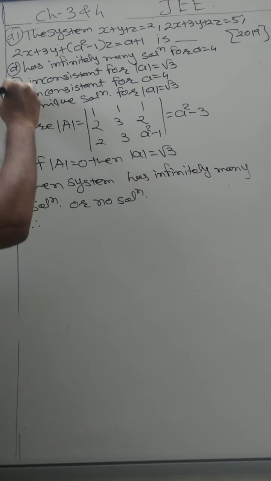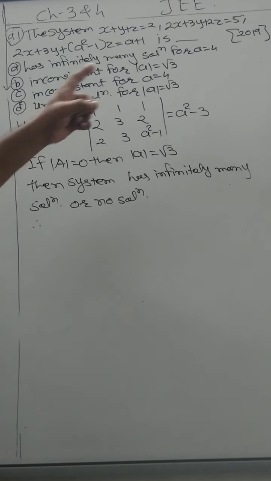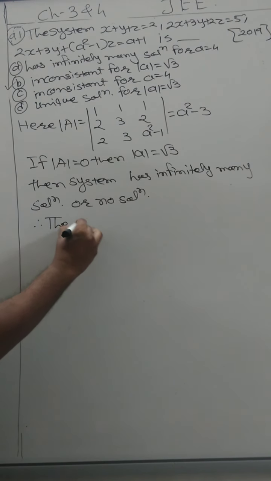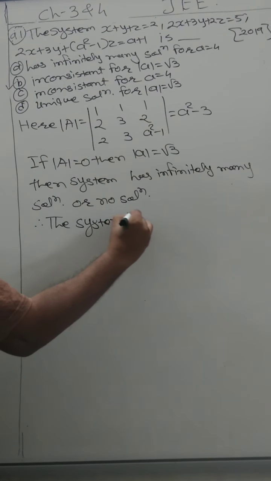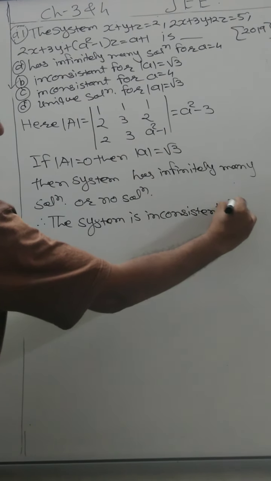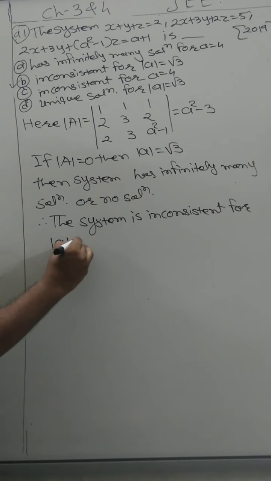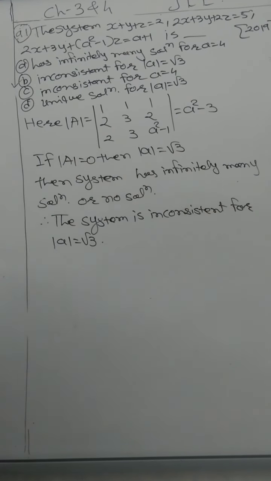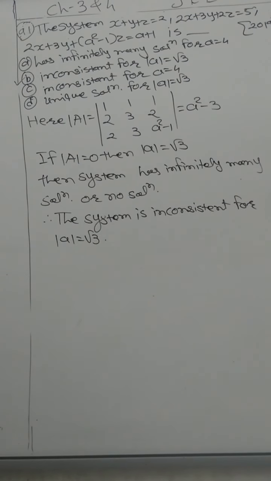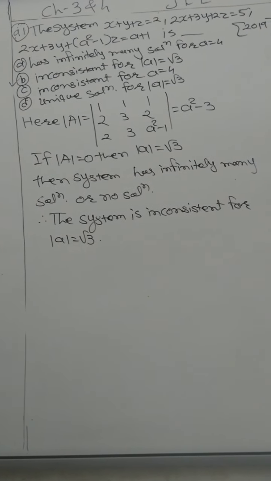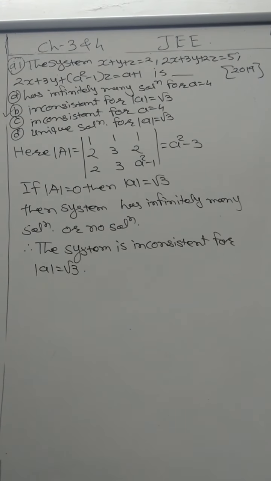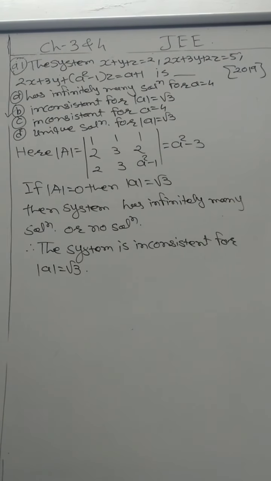Therefore, we can say that B, the system is inconsistent for mod A equal to root 3. So remember this thing very carefully, that you want to choose which is the answer. Okay, so we have the answer is B. B is our option. So remember this thing very carefully. Now we go for the next one.